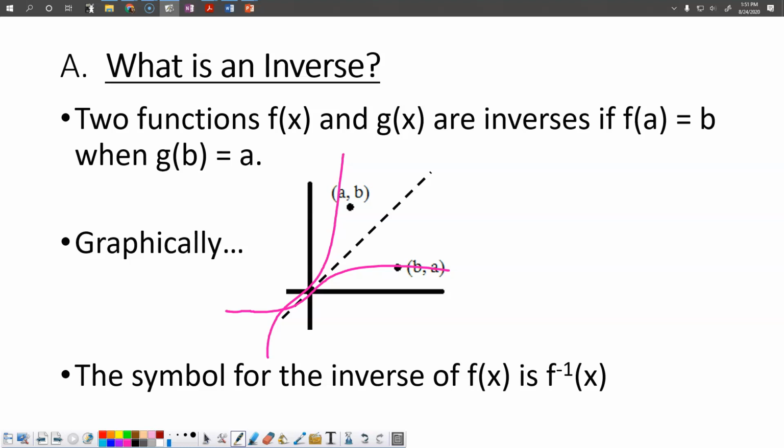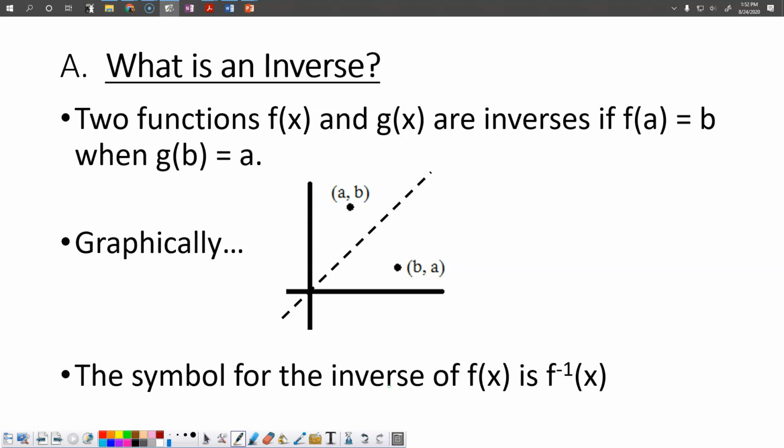That's how inverses work. So if this is the graph of y equals x cubed, this would be the graph of y equals the cube root of x. And that's because they're inverses of each other, so there'll be a reflection through that diagonal line. That's how all inverses look when you graph them together. So we know what inverses are now, and we also understand what they look like graphically.